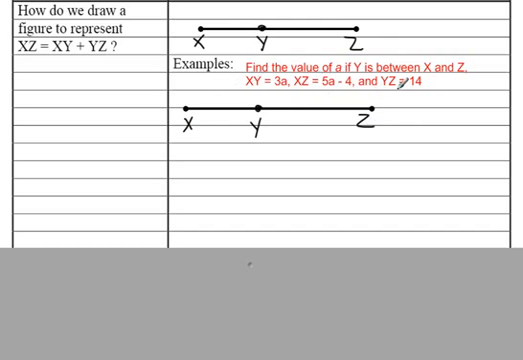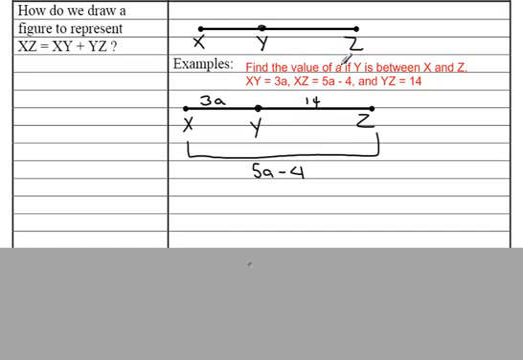Now I need to label the information that's given to us. xy is 3a, so I just label it above xy. That means from here to here is 3a. xz, that's the entire line segment, is 5a minus 4. And yz is 14, so from here to here is 14.